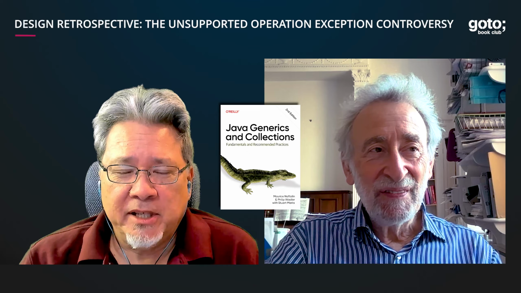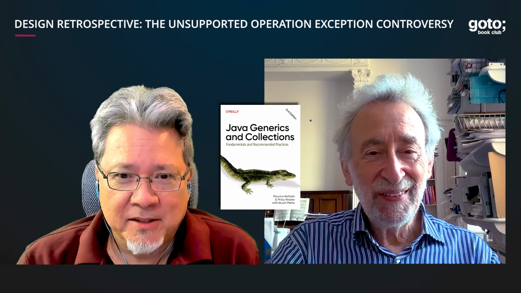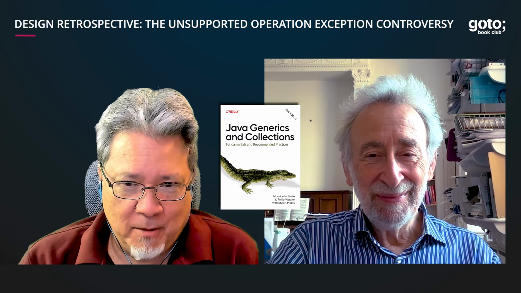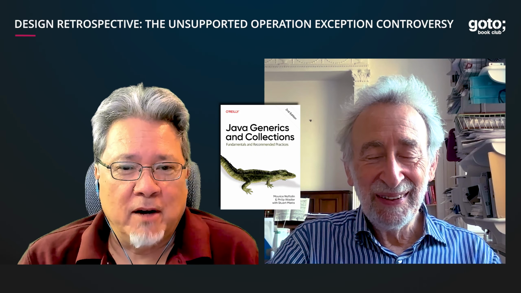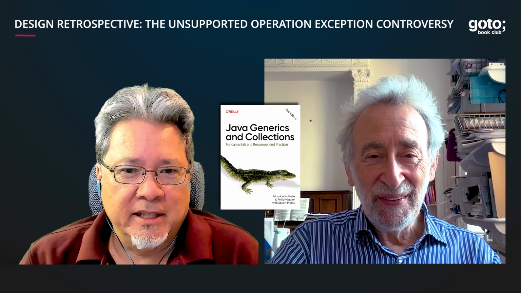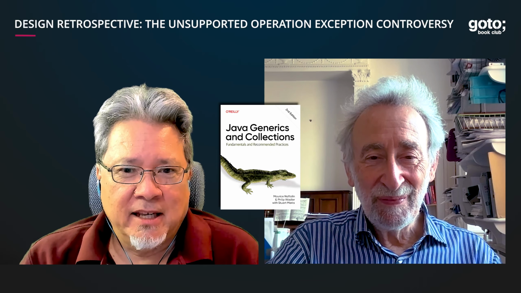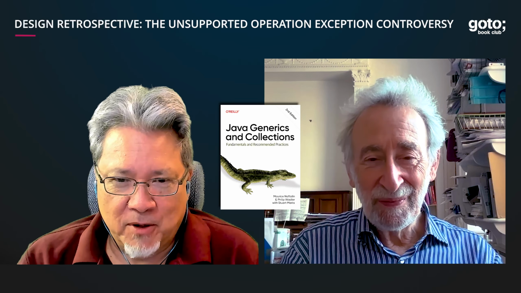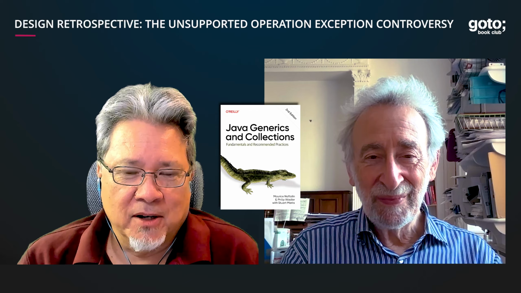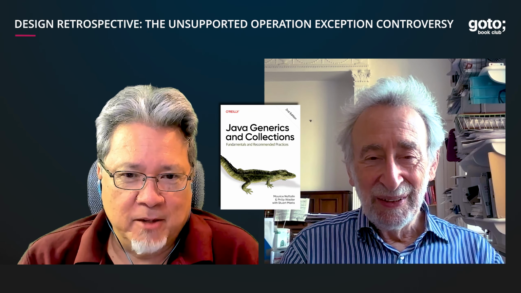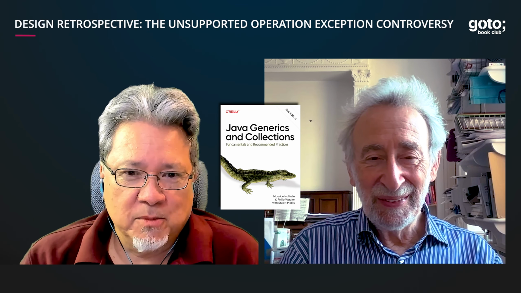But just to recap for people who aren't totally up on this, some collections are modifiable and some are unmodifiable, but they use the same interface. So if you have a list, then you can add things to it. But if you have an unmodifiable list, you still have the same list interface, and it has an add method. And so what happens if you call the add method on it? Well, it throws an unsupported operation exception. And so this does, on the face of it, violate an object design principle, the interface segregation principle.